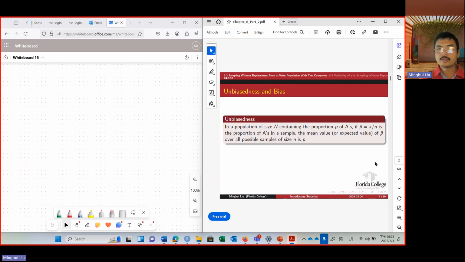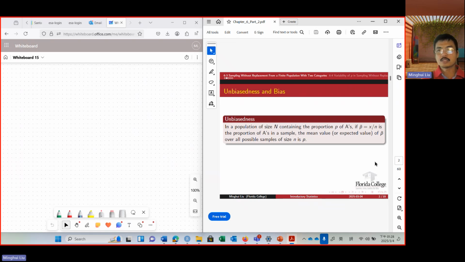All right, the unbiasedness property says that if you have a population size big N and the true proportion of something with the property A, let's say a voter, is small p, and if p bar is the proportion of A's in the sample, then the mean value of p bar, or the expected value of p bar, over all the possible samples of size n is p.